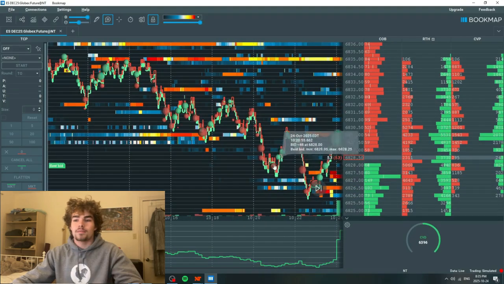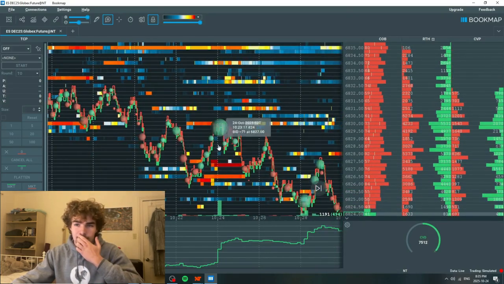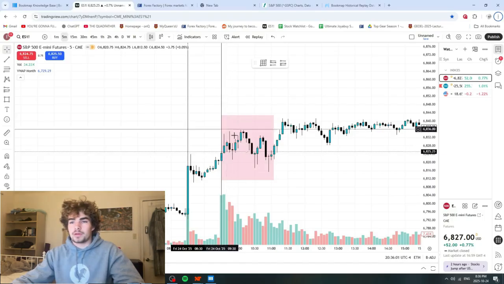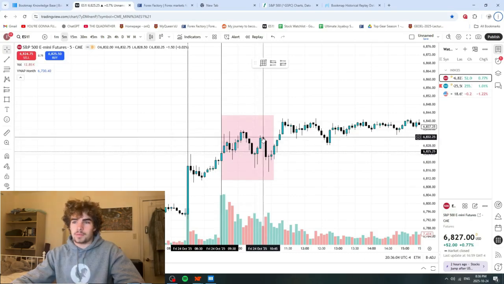By this point, by 10:20, I'm like, all right, we're bearish right now. Price action is still going down, going down, going down. See this, and at this point I was waiting for a retracement to try and take, which is exactly what happened over here.